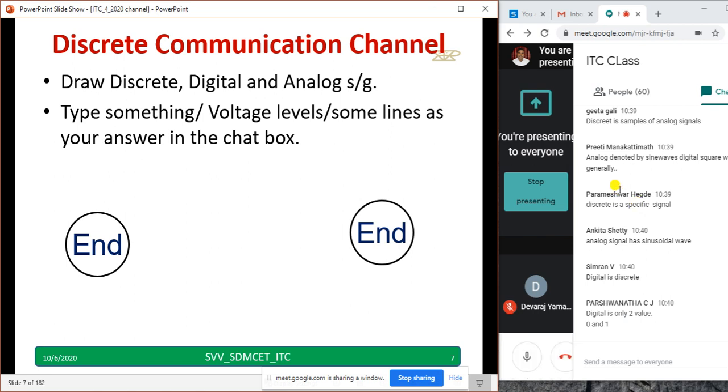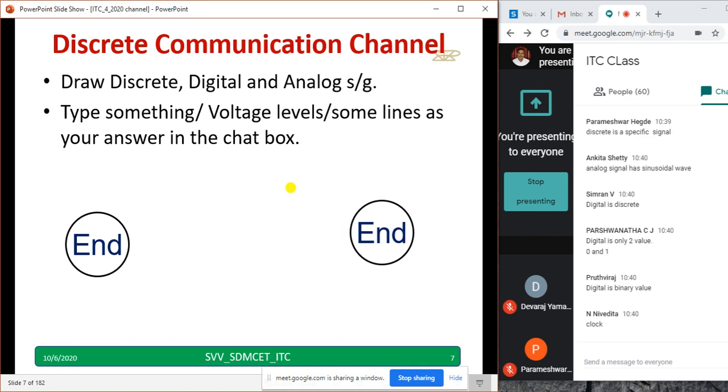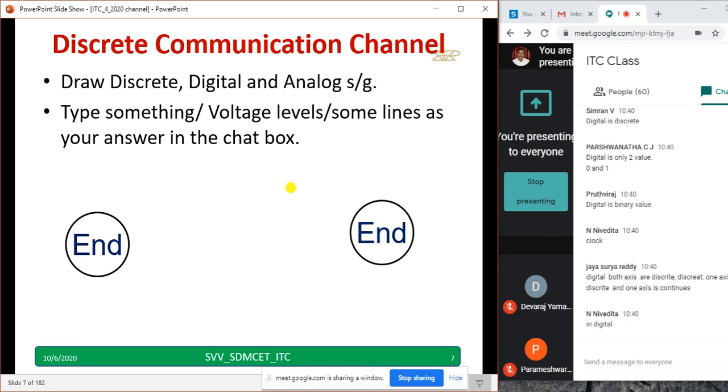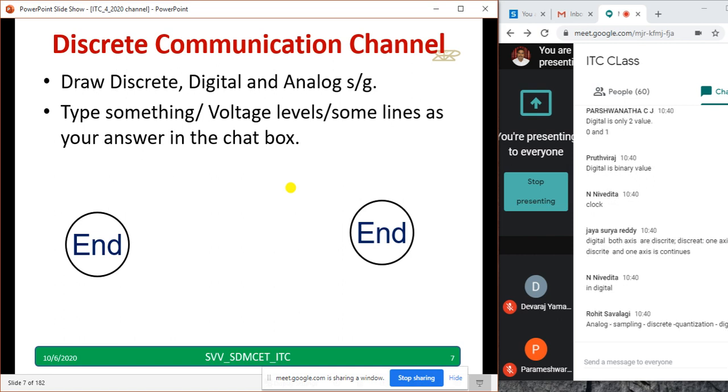I'll show you the answers. You should know these answers, at least being an electronics and communication engineer. And Nivedita, only clock she told, with that maybe she wants to tell digital. Digital is a binary value. Okay. Jaisuri has told digital, both axes are discrete, sir. Discrete, one axis discrete and one axis continuous. Okay. Digital clock she told digital.